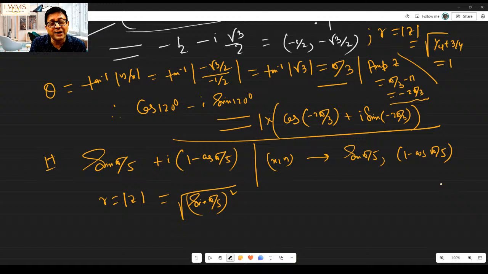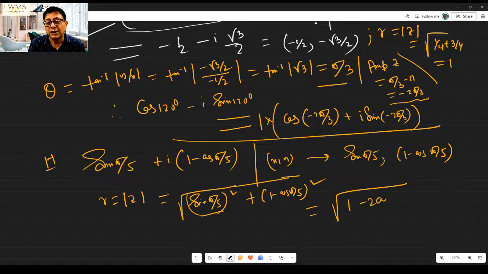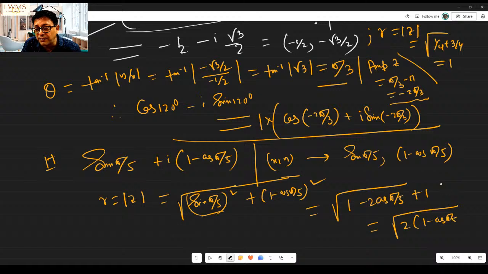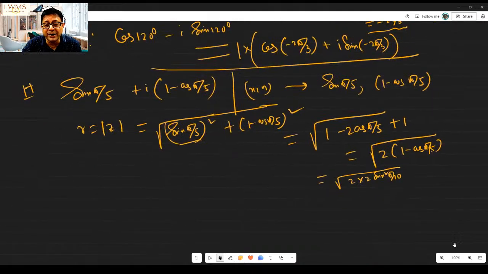Sin pi by 5 whole square plus 1 minus cos pi by 5 whole square. Sin square theta plus cos square theta is 1. This plus 1. So you take 2 common, 1 minus cos pi by 5. So this is under root 2 into 2 sin square pi by 10, by using a multiple angle formula. 1 minus cos theta is 2 sin square theta by 2. Use that only. Okay?